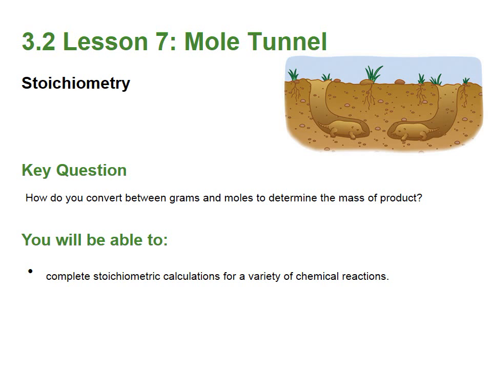In order to determine the mass of product made by a certain mass of reactant, and vice versa, it is necessary to convert mass to moles and then back again to mass. It is also necessary to account for the proportions in which substances combine and are formed. As a result of this lesson, you will be able to complete stoichiometric calculations for a variety of chemical reactions.